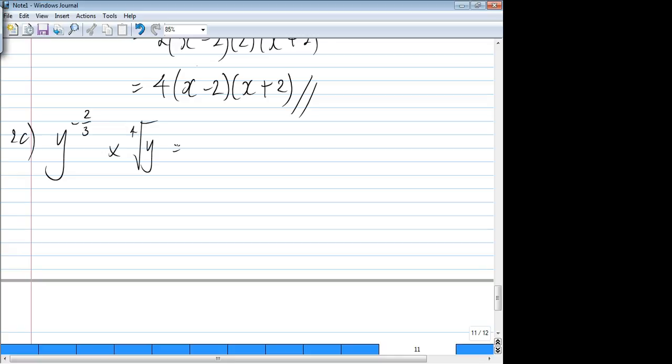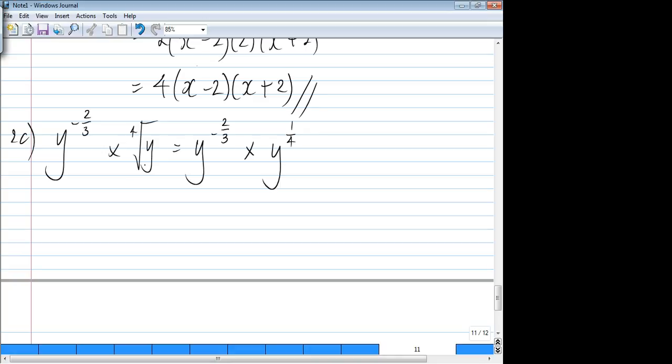Okay, for this question, we want to leave our powers in terms of numbers and fractions. It is very difficult to work with all these root symbols. So we are going to rewrite this to become y to the power of negative 2 over 3 times y to the power of 1 over 4, because y power 1 over 4 is the same as the 4th root of y.